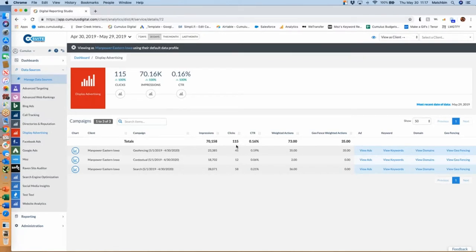115 people have clicked on one of those ads, which gives us a click-through rate. That's CTR, meaning the percentage of people who clicked based on the number of impressions served. It's 0.16%. Now, one thing I want to point out is this number may seem low, but on a national scale, the average click-through rate on these ads is 0.05. So this campaign is actually running triple the national average. The average display campaign is 0.6.